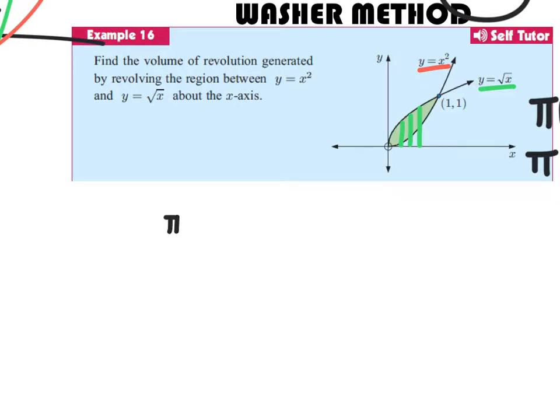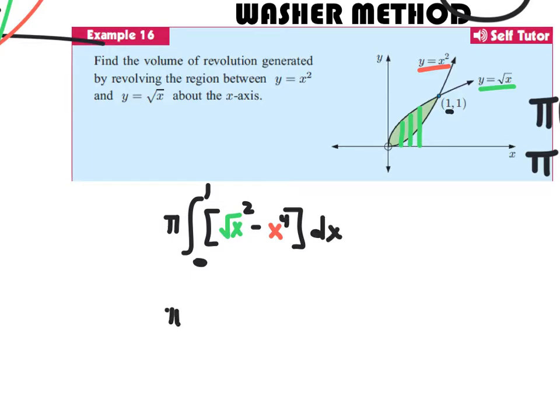So to find this volume of revolution from 0 to 1, it would be pi big R squared. Well, big R is square root of x, squared, minus little r squared, which in this case is x squared squared. That'll turn that into x to the 4th. So I'll have pi times the integral from 0 to 1 of x minus x to the 4th dx.